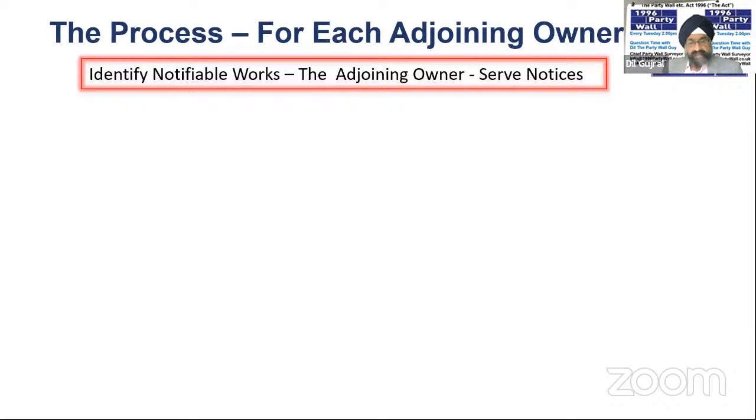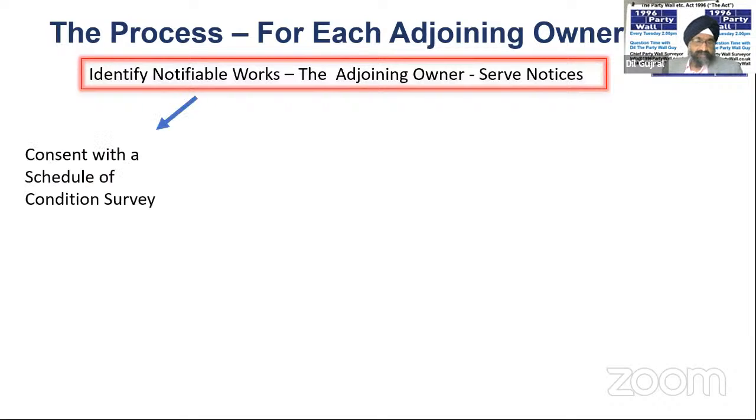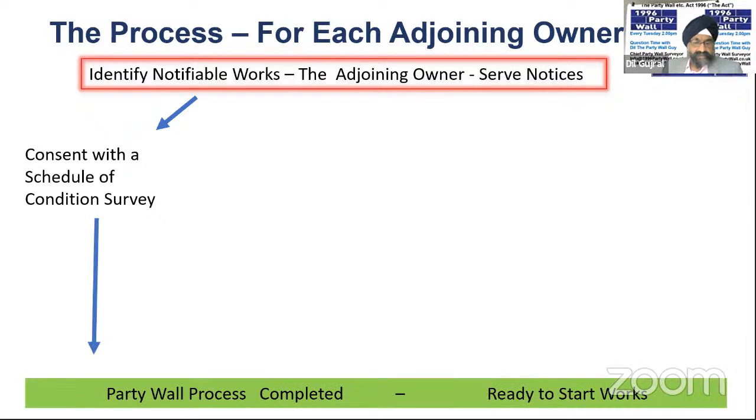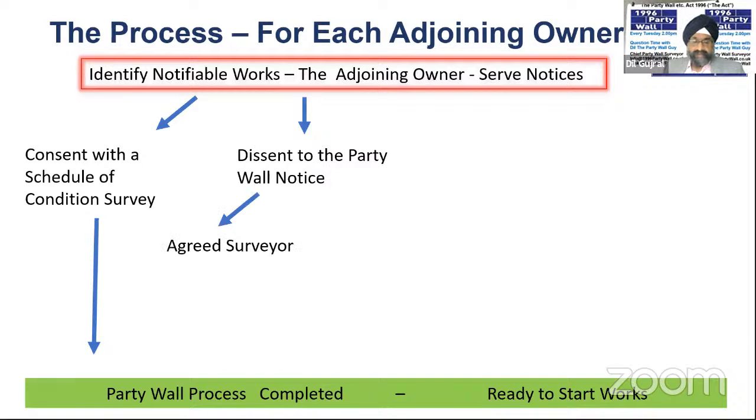Okay, so for each adjoining owner, this is the process. Remember, they can consent, do a schedule of condition, and you're ready to go for that particular adjoining owner. So that's off your list. Second option is they can dissent. This is a formal wording, and people use dispute as well. So that's formal wording. Don't be scared. It doesn't mean you're going to have an argument with your neighbour or a fight. We hope not, anyway. And there's 2 ways of dealing with that.